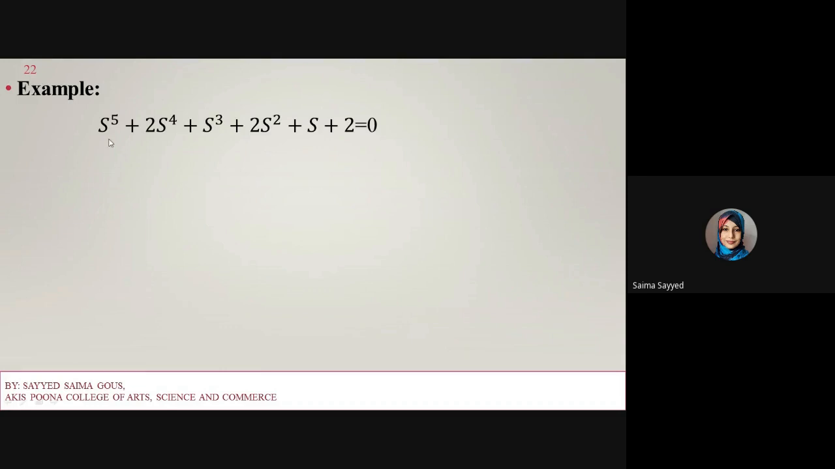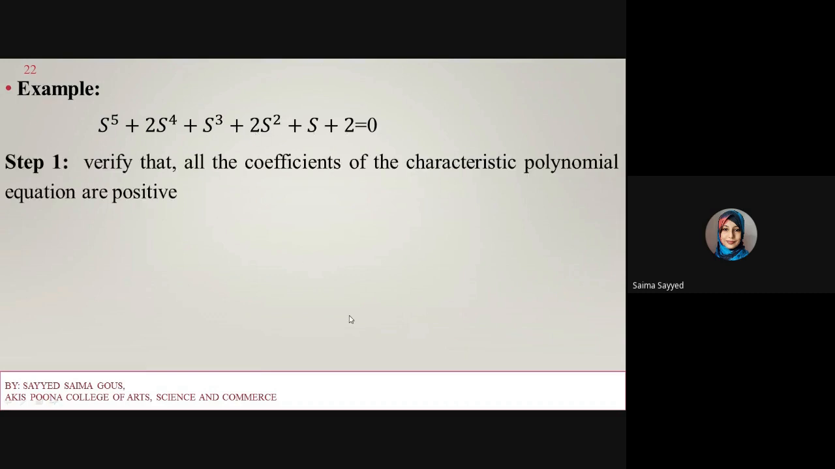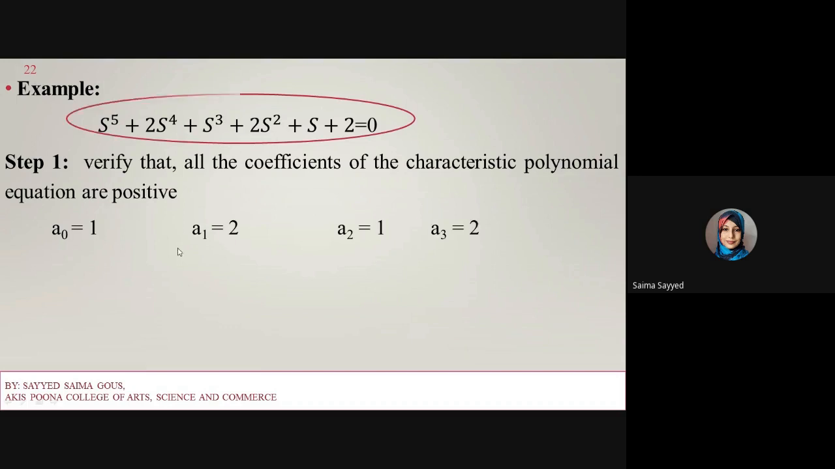Now, example: s raised to 5 plus 2 s raised to 4 plus s cube plus 2s square plus s plus 2 is equal to 0. Now, first step, verify that all coefficients are positive. So here all coefficients are positive. Then compare with the standard equation. So here a0 becomes 1, a1 is 2, a2 is 1, a3 is 2, a4 is equal to 1, and a5 is equal to 2. Then form an array.